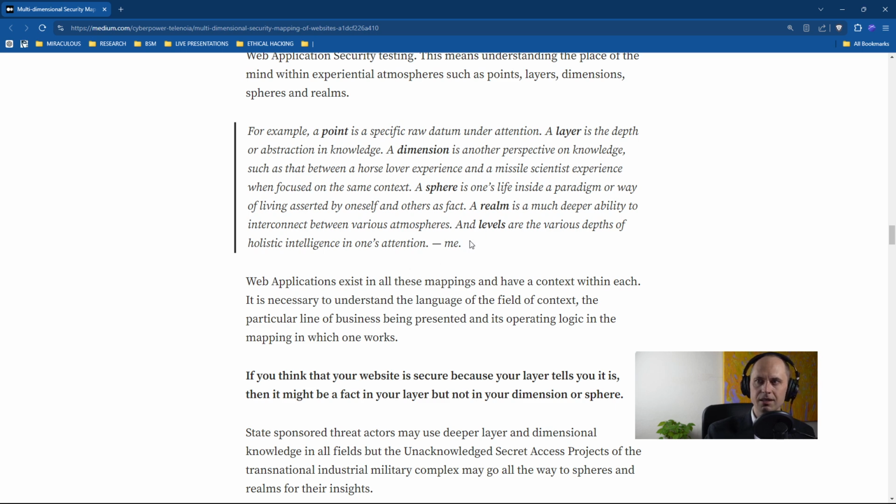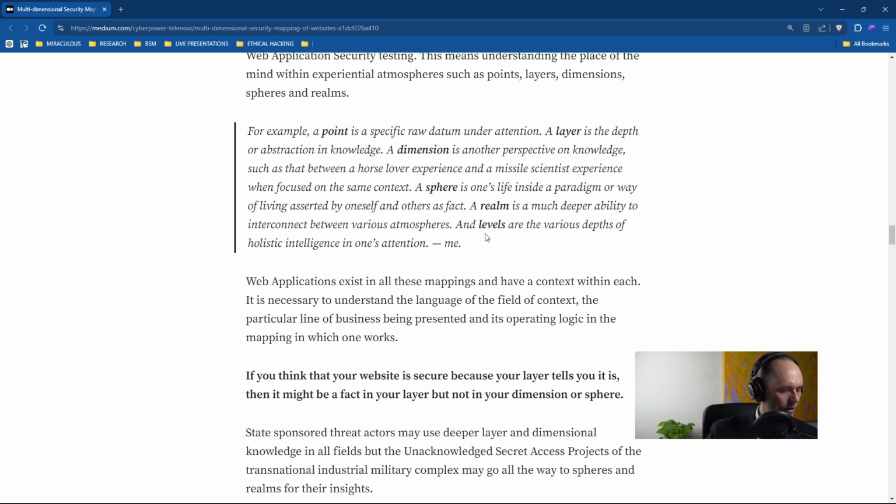A point is a specific raw datum under attention. A layer is the depth or abstraction in knowledge. A dimension is another perspective on knowledge, such as that between a horse lover experience and a missile scientist experience when focused on the same context. A sphere is one's life inside a paradigm or way of living asserted by oneself and others as fact. A realm is a much deeper ability to interconnect between various atmospheres. And levels are the various depths of holistic intelligence in one's attention.